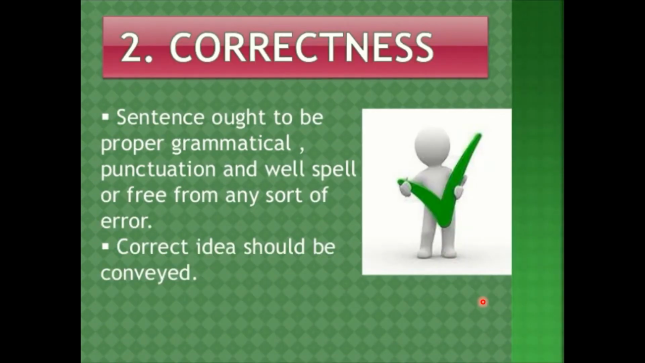Second quality is correctness. Correctness means that you should write a summary in a grammatically correct way, and it should be free of any sort of spelling mistakes, and the idea should also be conveyed very correctly, and there should be no misunderstanding between you and the writer, and you should convey the correct message of the writer to your reader.